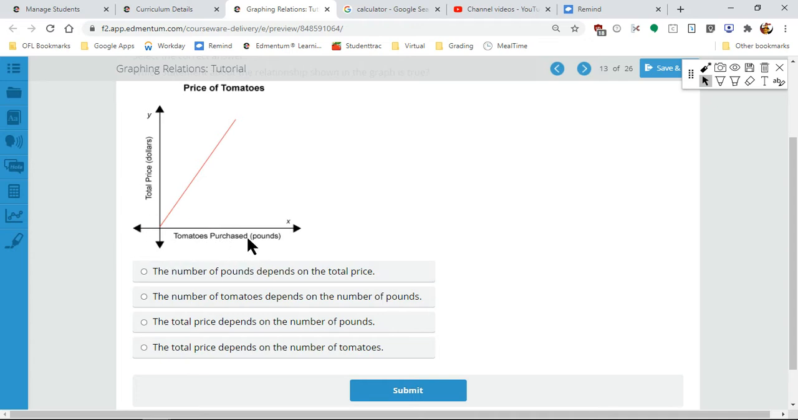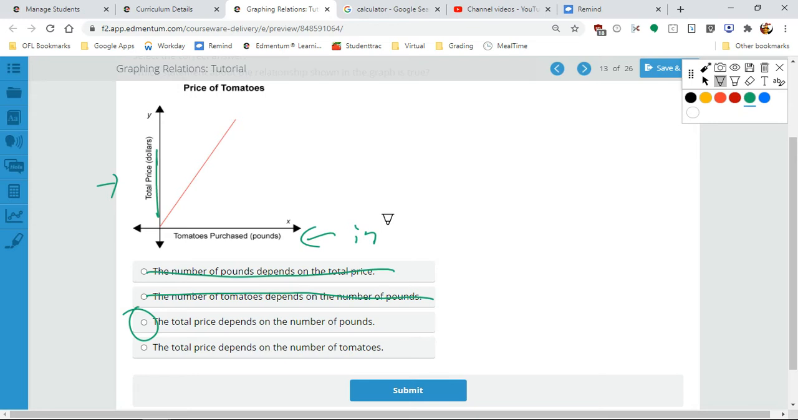Well, pounds doesn't depend on it. This is independent. Pounds is independent. So that can't be it. The number of tomatoes on the goods of pounds depends on, well, none of these says number of tomatoes. We're talking about dollars and pounds, so that can't be true either. The price depends on the number of pounds. Well, yeah. And I know it showed it earlier, but let's see why this one. Total price depends on the number of tomatoes. Again, we're not dealing with number of tomatoes here. So that's why C is our answer.